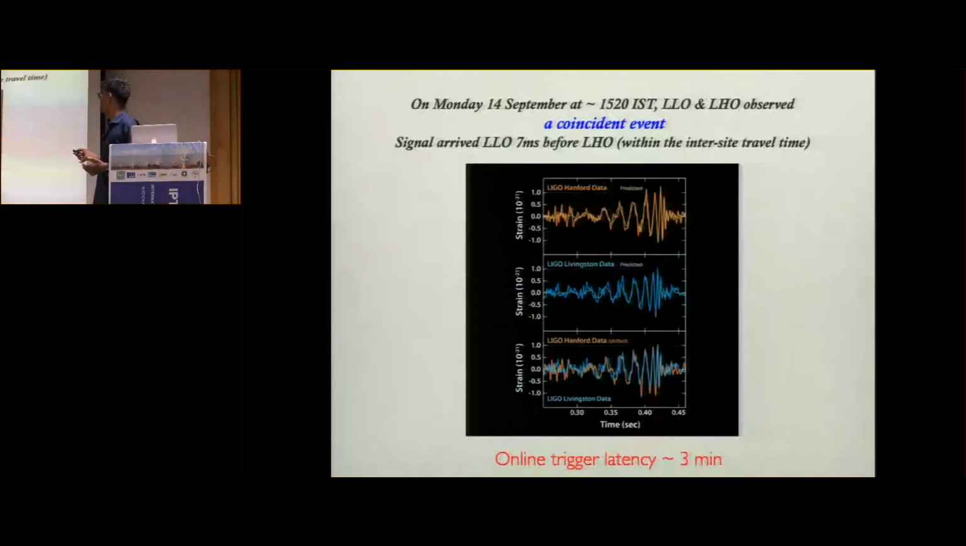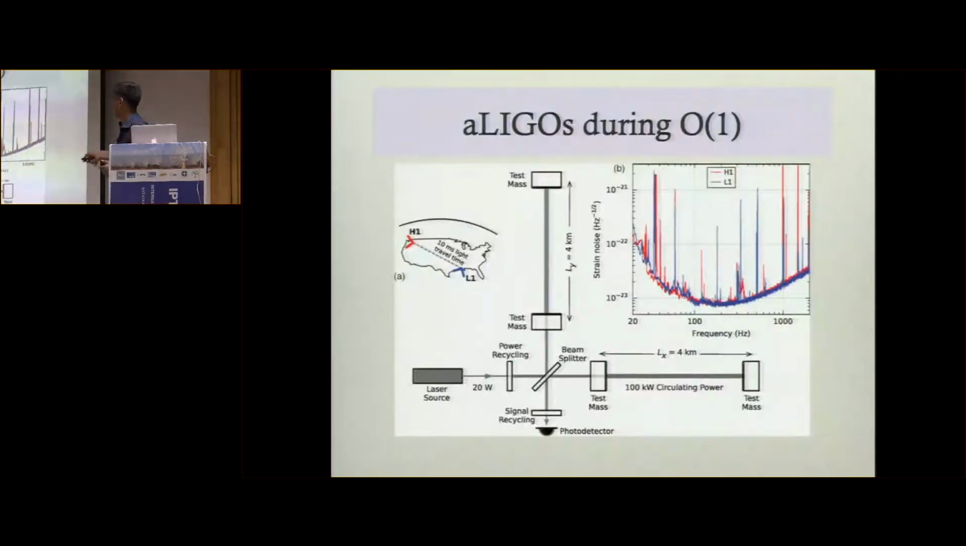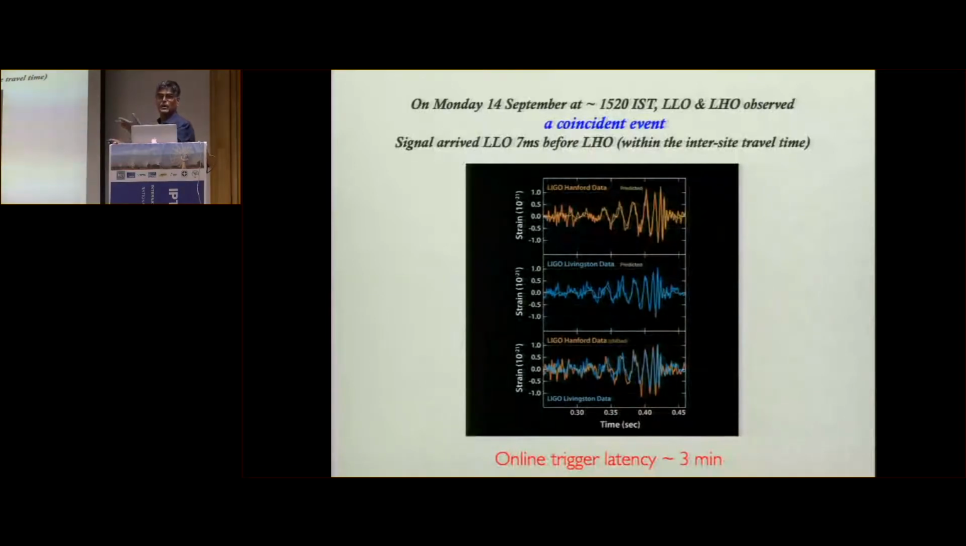And that's precisely what happened at around 15:20 Indian Standard Time on Monday, 14th September 2015. So there were two events, and this is the Hanford data and this is the Livingston data. If you look carefully, these interferometers are not aligned, they are flipped by 90 degrees. This is for data analysis purposes. When you combine them, we can flip and plot one over the other after taking care of the delay. They match one on top of the other.